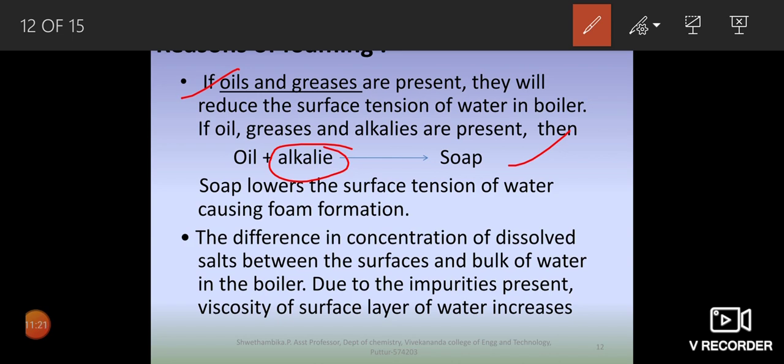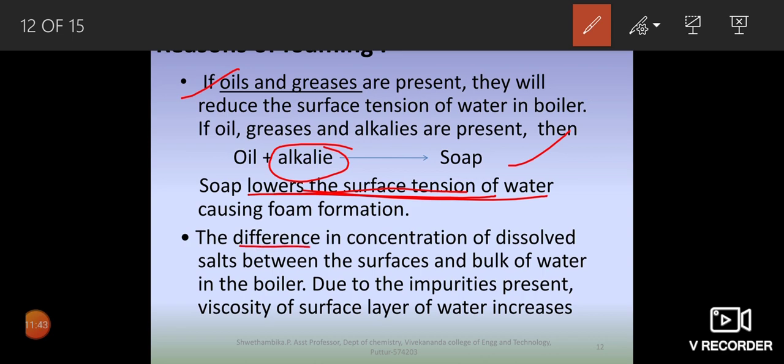And what is the nature of soap? It always lowers the surface tension of the water. And whenever surface tension is decreased, automatically the foam formation would increase. So one reason is presence of oil which reacts with the alkali to form soap, and soap would be forming froth on the surface of the water.